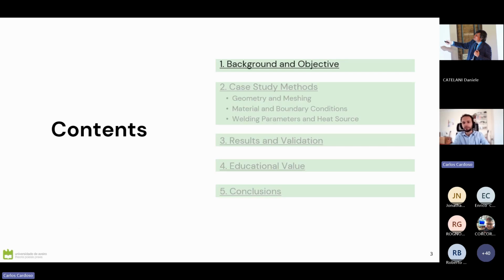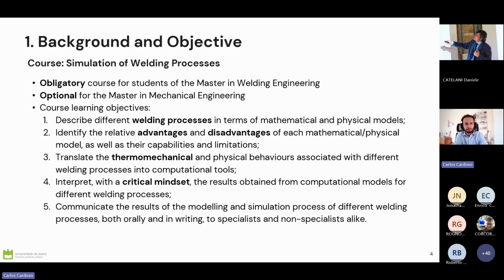Let me begin by giving you a little bit of context behind the study. In this presentation, I will mainly talk about the simulation of welding processes course taught at my university, the University of Aveiro, by Professor Fábio Fernandes. This course is required for the welding engineering major, and it is optional for mechanical engineering students, which was my case 2 years ago when I was still a student in this exact course.